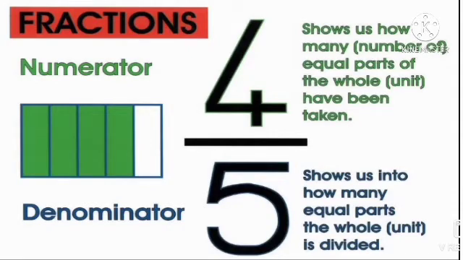Children, let us see one more example to know the numerator and the denominator of a given fraction. Here 4 by 5, 4 over 5, is the given fraction. The top number 4 shows us how many equal parts of the whole have been taken. And the bottom number 5 represents the denominator and shows us into how many equal parts the whole is divided.